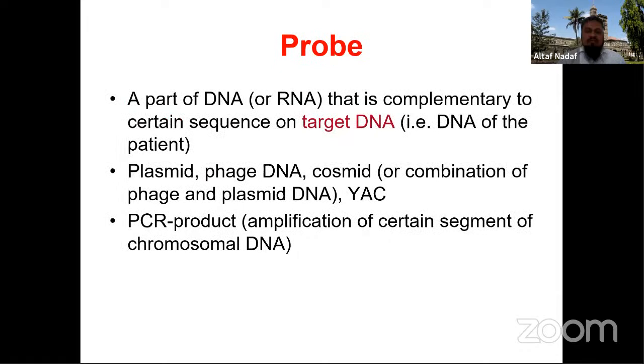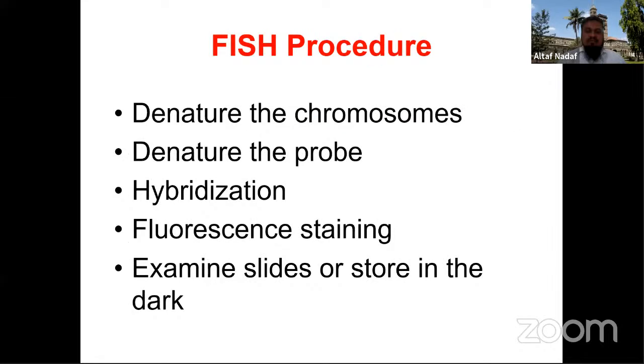The probe can be a part of DNA or RNA that is complementary to certain sequences of the target DNA. In medical science, for example, the DNA of the patient can serve as the target DNA. Different vectors like plasmids, fosmids, or BACs can also be used as probes, or a PCR product. You can amplify certain segments of chromosomal DNA and use that as a probe.